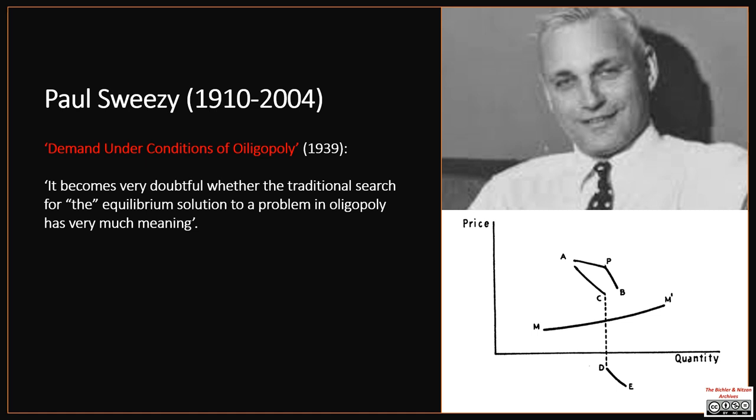Let's take an example from the breakfast cereal market. Think about Kellogg's. And let's assume that when Kellogg's changes the price, the other oligopolistic competitors do exactly the same. If it raises the price by 5%, they raise it by 5% as well. If it lowers it by 5%, they do the same. Under this type of interaction, there will be specific demand curves for each of the competitors.